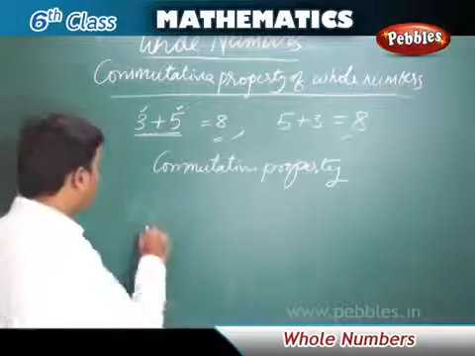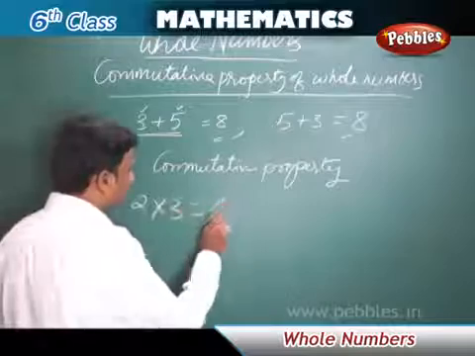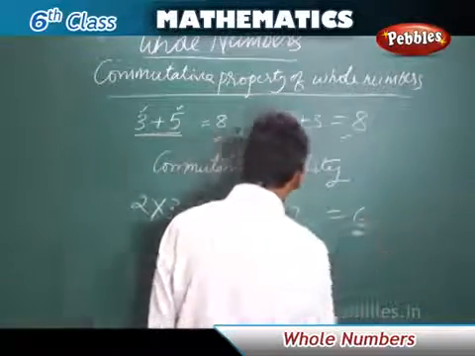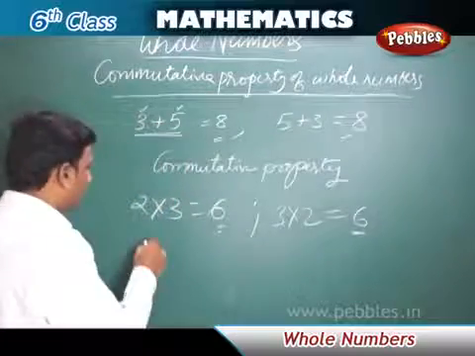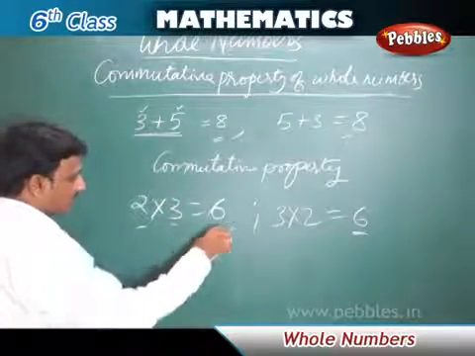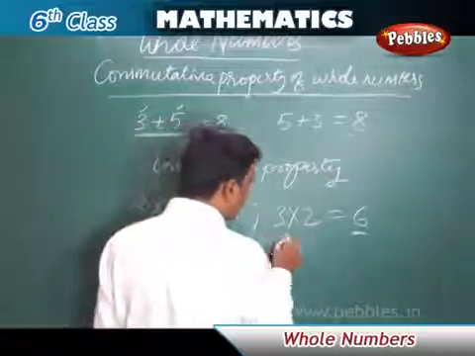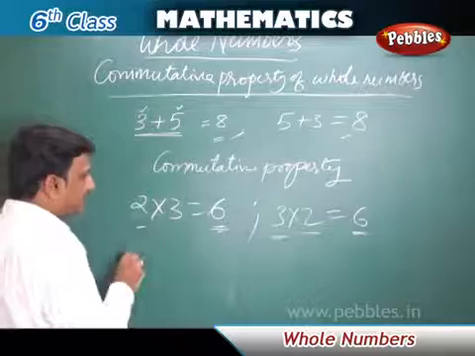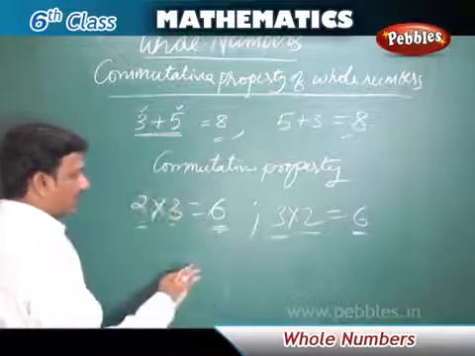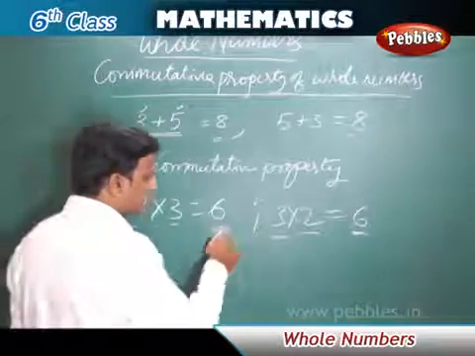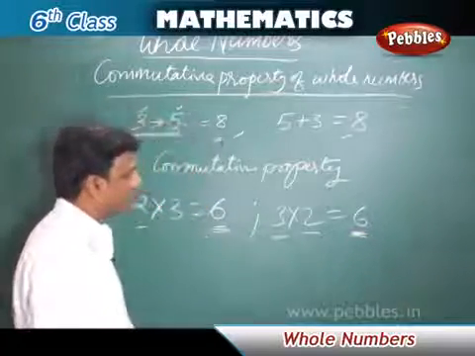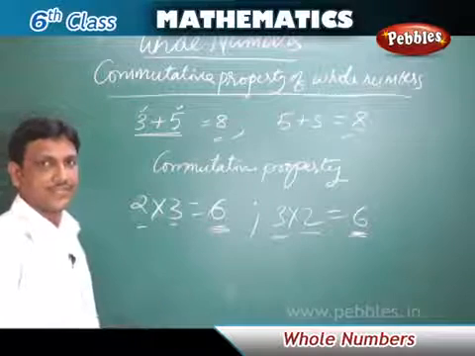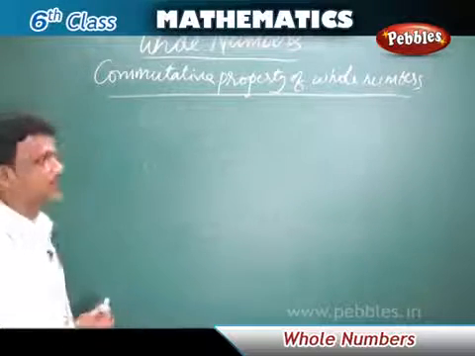Now let us see multiplication. 2 into 3 equal to 6. 3 into 2 equal to 6. Here we have 2 whole numbers multiplied. We got a result here, product, and here the same numbers, but the order of the pair is changed. Even though the order of the pair is changed, the result is same. So the whole numbers are commutative in case of multiplication also. Commutative property of whole numbers.